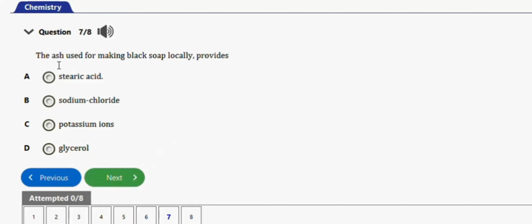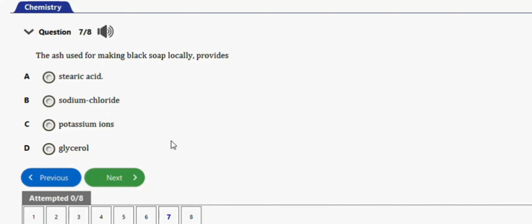It says the ash used for making black soap locally provides, we have stearic acid, we have sodium chloride, potassium ions, glycerol. So the right answer would be option C, which is potassium ions.